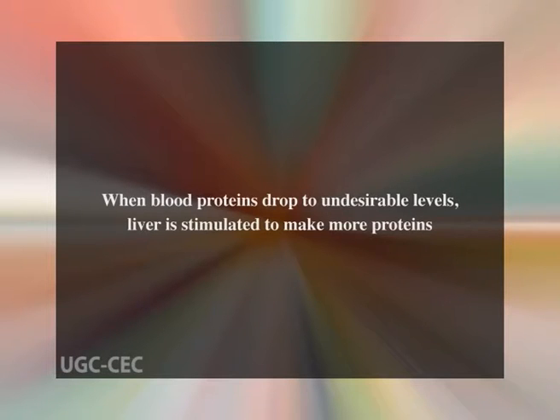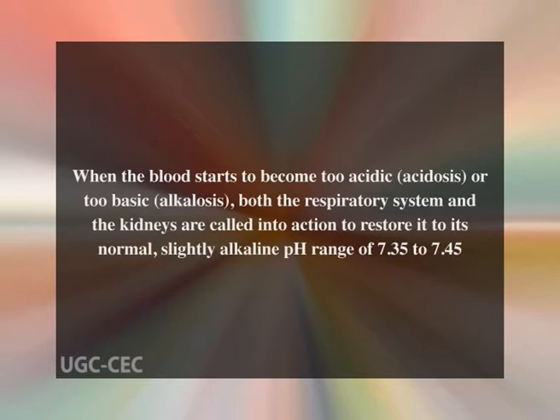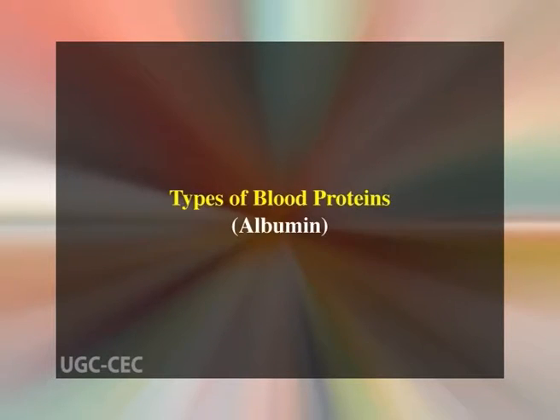For example, when blood proteins drop to undesirable levels, the liver is stimulated to make more proteins. When the blood starts to become too acidic, that is acidosis, or too basic, called alkalosis, both the respiratory system and the kidneys are called into action to restore it to its normal, slightly alkaline pH ranging from 7.35 to 7.45. Now the types of blood proteins.